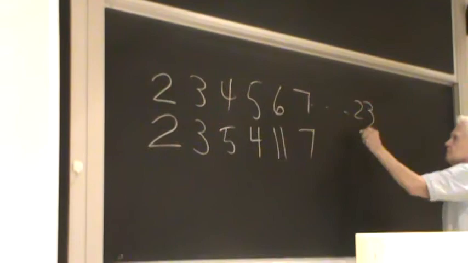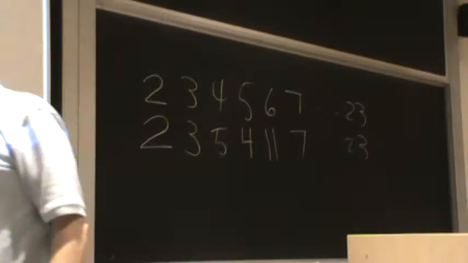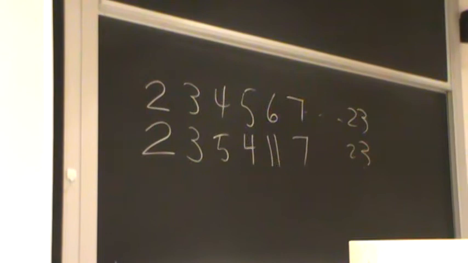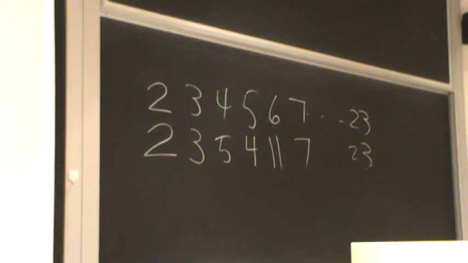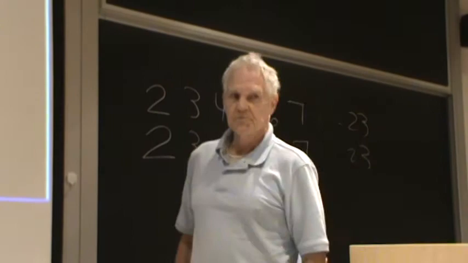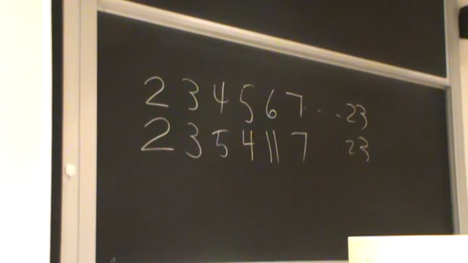Oops. 23 gives me 23. Whoa. 43 gives me 43. Those numbers look familiar, don't they? Now, I'm going to read another file, because what I want to do is print out all the ones that are equal. Isn't that what you would do? Print out the ones that are fixed. Let's do that.